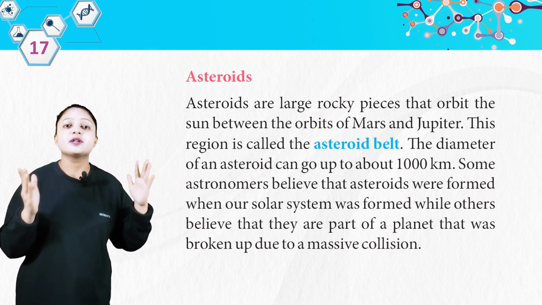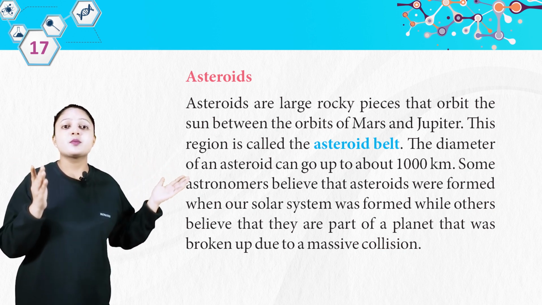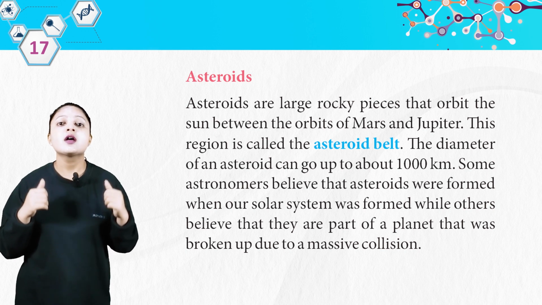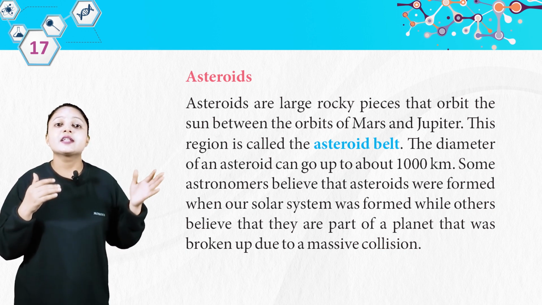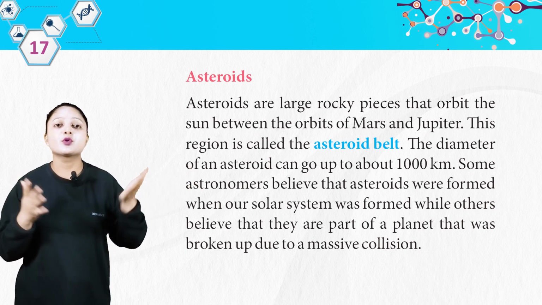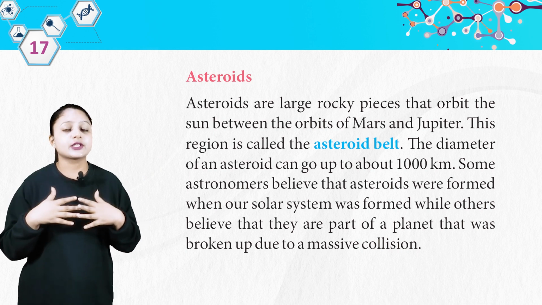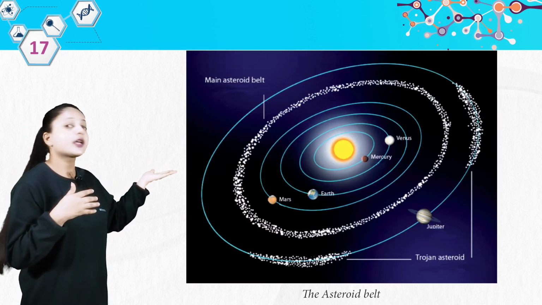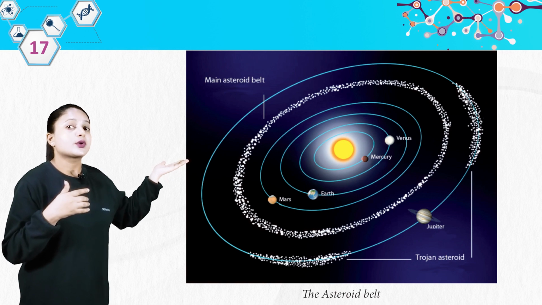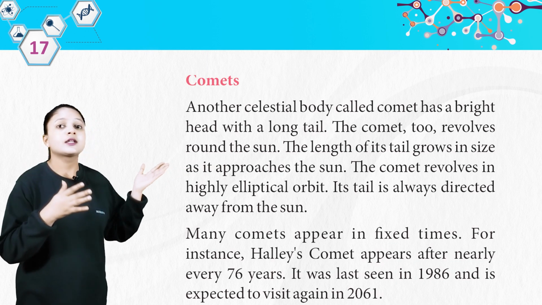Some astronomers believe that asteroids were formed when our solar system was formed, while others believe that they are part of a planet that was broken up due to a massive collision. Look at this picture here. This is the asteroid belt.